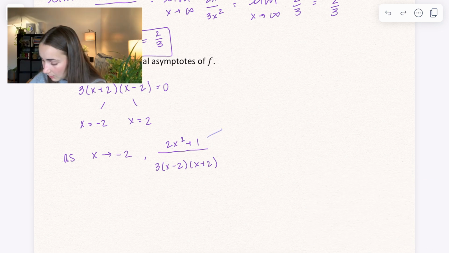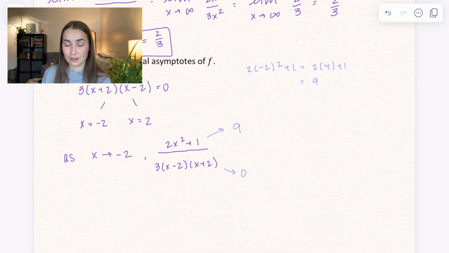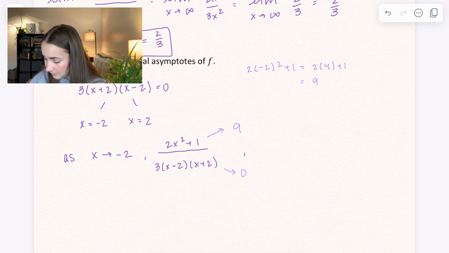In the numerator, if I were to plug in -2, I'm going to do that work up here. I get 2 times -2 squared plus 1. This is equal to 2 times 4 plus 1, which is equal to a value of 9. So our numerator is approaching a value of 9, but since we set the denominator equal to 0, that's going to be approaching a value of 0. And when you approach a value of 0 in the denominator, our function is going to grow infinite. So how we write that out is that this function grows infinite.